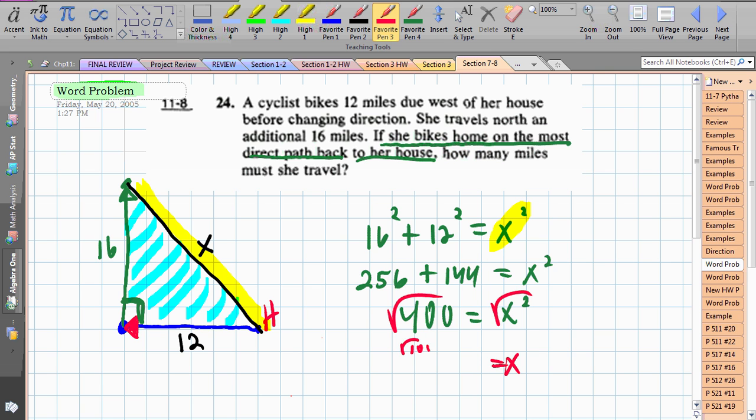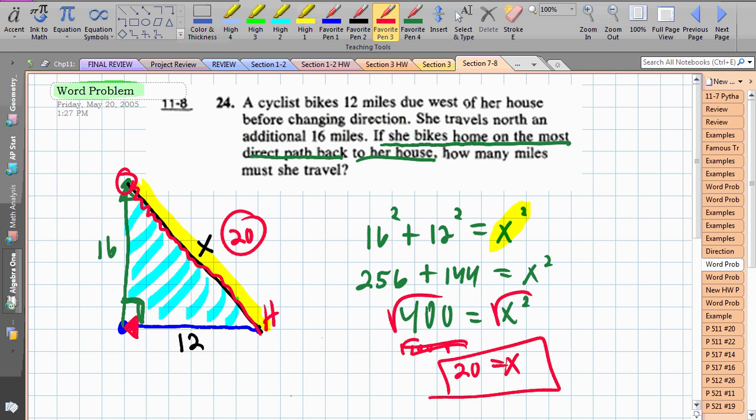Well, the square root of 400 can be broken down. In fact, it's a perfect square, come to think of it. What number times itself is 400? Well, it's 20. So this turns out to be a Pythagorean triple. Why? Because all three numbers are whole numbers here. The length of the last leg of the trip, when she changed direction the last time and went back home, she would have gone 20 miles back to her house.